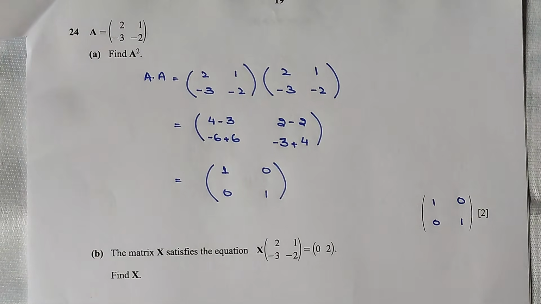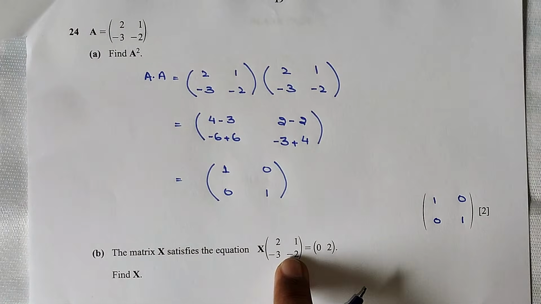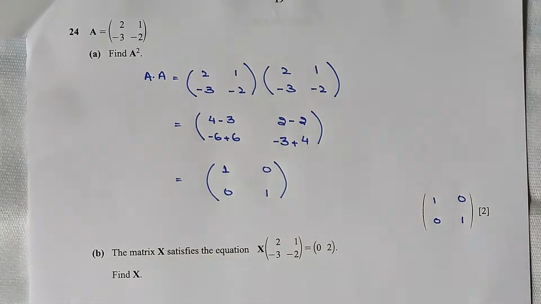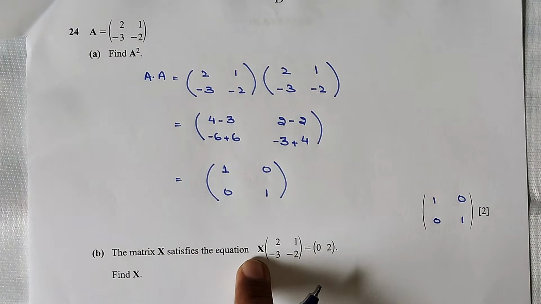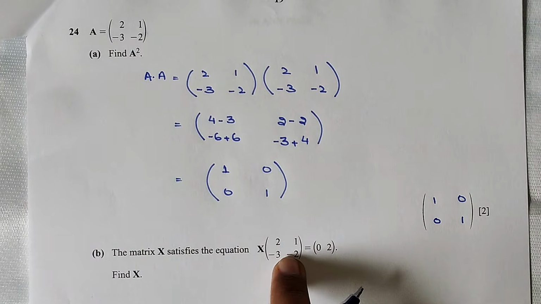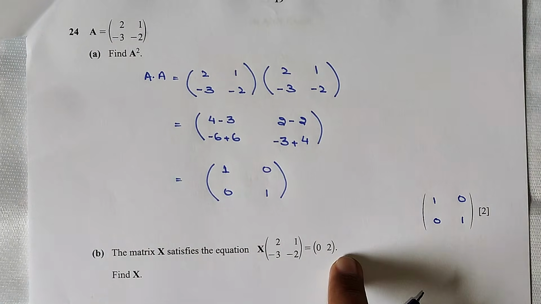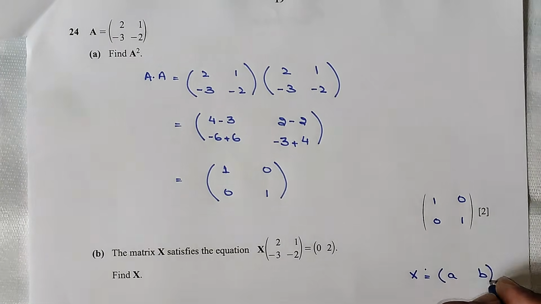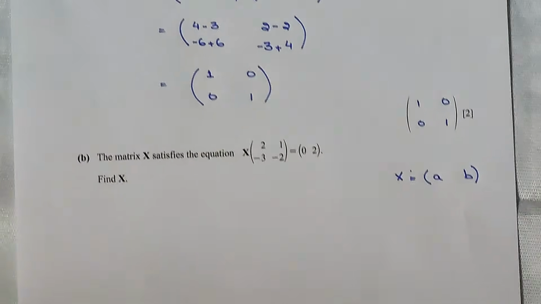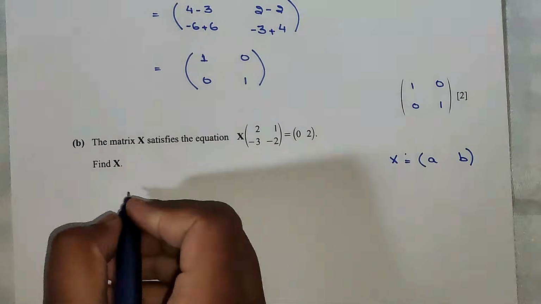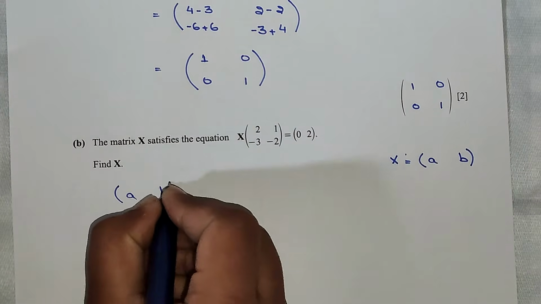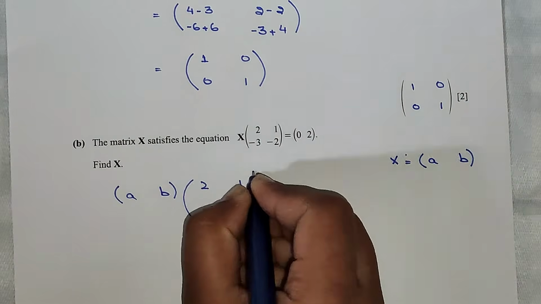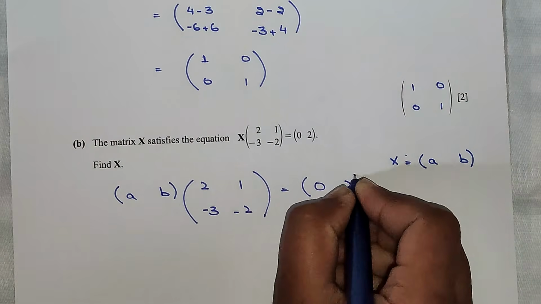Now for the B part, the matrix X satisfies the equation X times matrix A would be equal to 0, 2, and find X. Okay, so when a matrix is multiplied with a 2 cross 2 matrix and the result is just a row matrix, it means X must be a row matrix. X must be a, b, this matrix, right? So let me do it. When X is a, b, and matrix A is 2, -3, 1, -2, this would be equal to 0, 2.